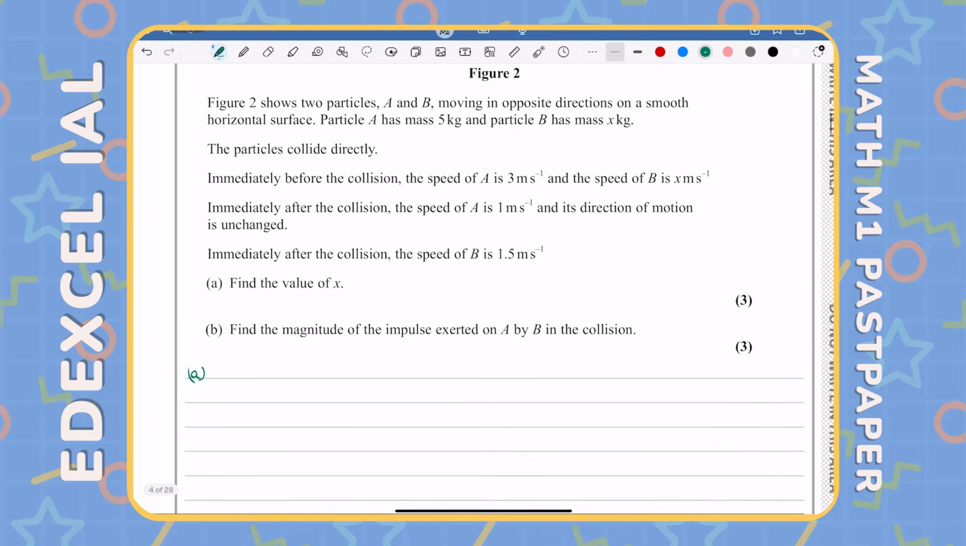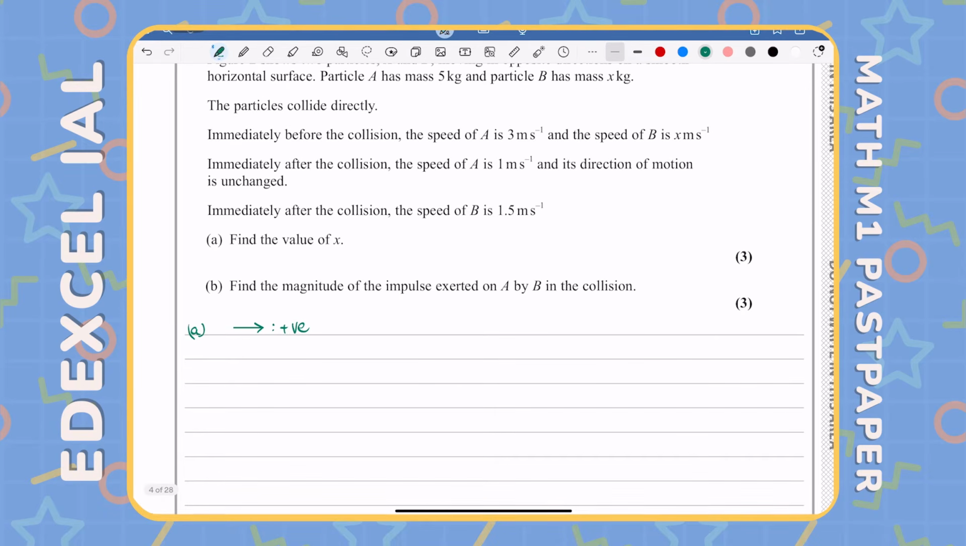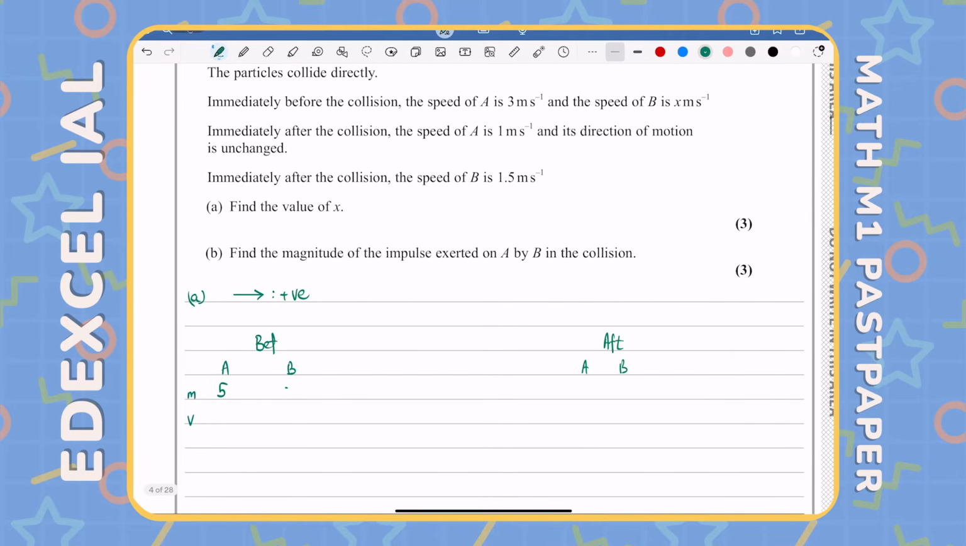Now, if you've seen my videos, you know that I like to solve these questions in a systematic manner. The first thing that we do is we say that the rightwards direction we're taking as positive. So every velocity towards the right will be taken as positive. I like to make the before columns and then the after columns. So let's talk about the mass and the velocity. Mass of A is 5, mass of B is, what's the mass of B? We're not given, that's x. As far as the velocity is concerned, that's 3.